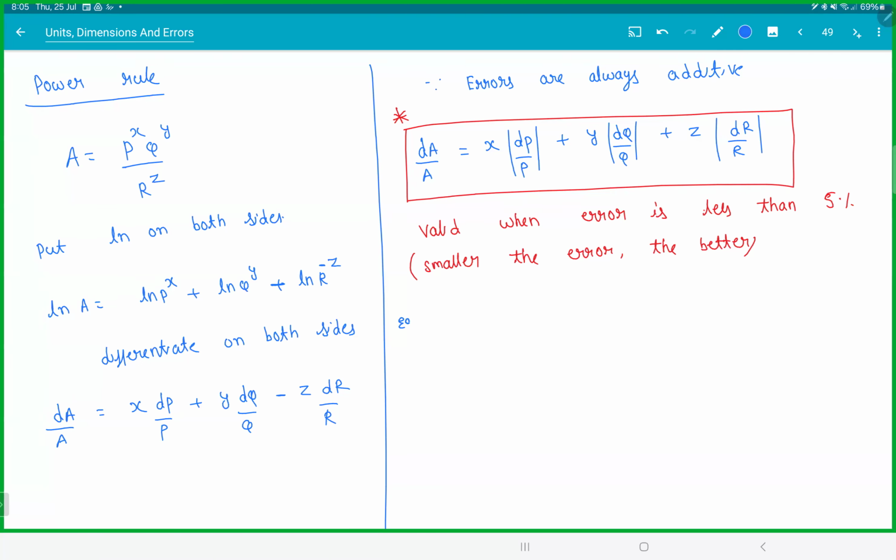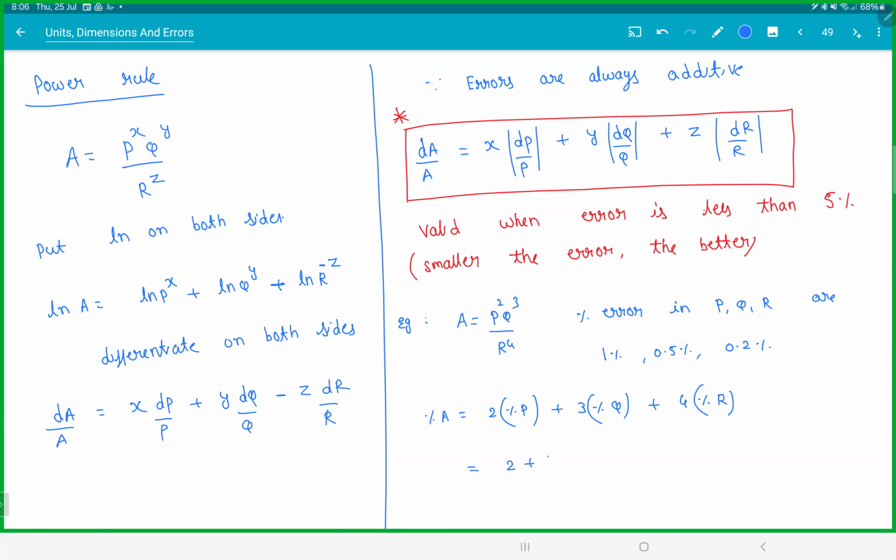Example, they'll give you a question like this. Let's say A is equal to P square, Q cube, R power 4. Let's say percent error in P, Q, and R are 1%, 0.5%, and 0.2%. Then percent error in A, so you can just multiply 100. You'll get 2 times percent error in P plus 3 times percent error in Q plus 4 times percent error in R. You can just directly add it up.